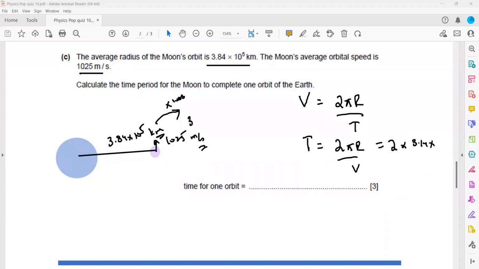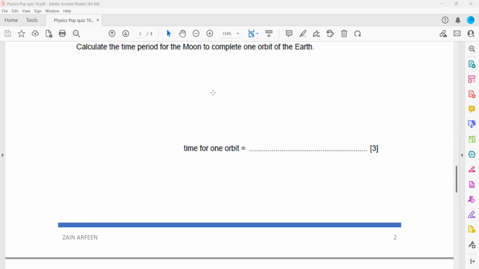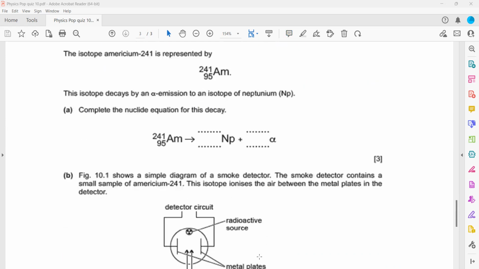When we multiply by 1000, this will be 3.84 into 10 to the power 8 meter. So this will be 3.84 into 10 to the power 8, divided by the orbital speed, which is 1025. When we divide, it will give us 2.35 exponent 6 seconds. So 2.35 into 10 to the power 6 seconds is the time for one orbit. Whenever an object moves in a circular path, you will always use this formula: orbital speed is 2 pi r divided by t.